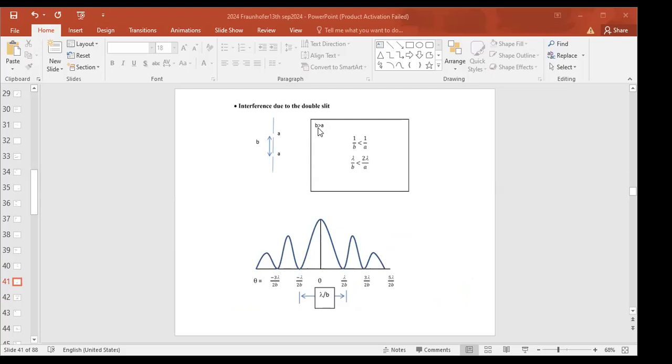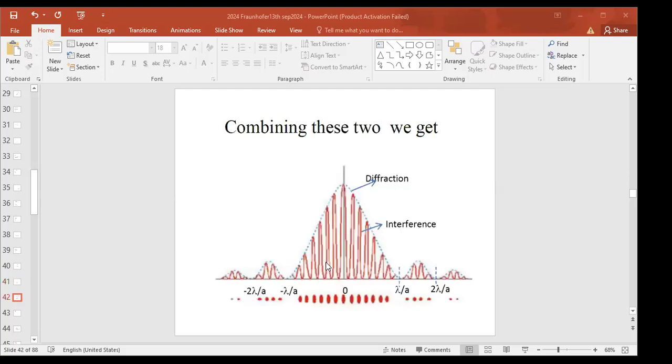Since b is greater than a, we got this relationship, 1 over b is less than 1 over a, and then lambda over b, by multiplying by 2, we have 2 lambda over a. So from these relationships, you can draw this diagram. The interference pattern will be inside this diffraction pattern. So this is the combined effect of these two phenomena, diffraction and the interference due to the double slit, right?